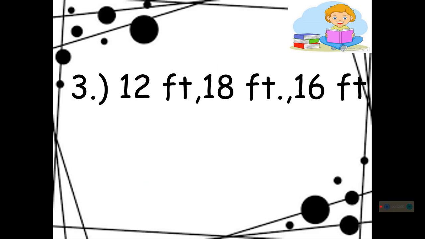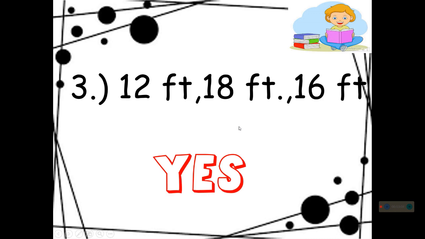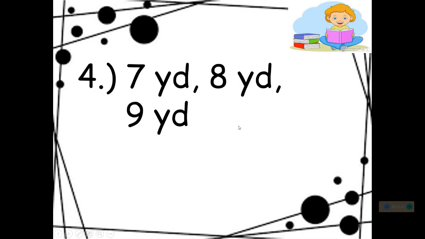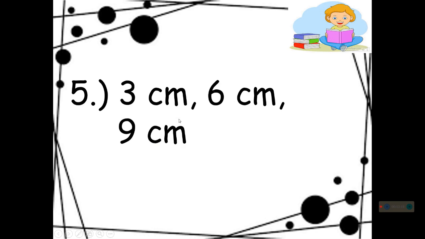Let's have number 3. 12 feet, 18 feet, and 16 feet. Can you draw a triangle out of these lengths? That's correct, we have a yes. Next, number 4. 7 yards, 8 yards, 9 yards. Can you draw a triangle here? That's correct, it is a yes. Number 5. 3 centimeters, 6 centimeters, 9 centimeters. Can you draw a triangle out of this? The answer is no, because 3 plus 6 is 9, which is equal to the third side. Again, the sum of the two shorter sides should be greater than the third side.